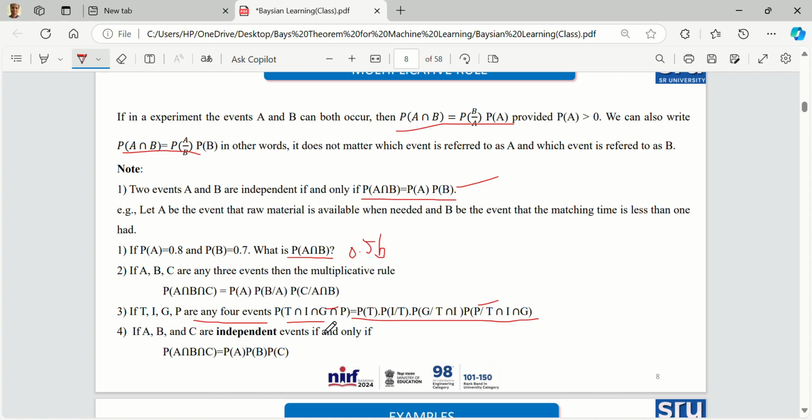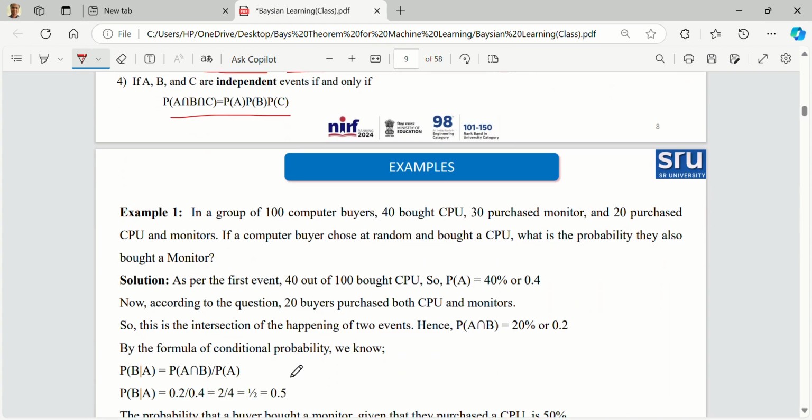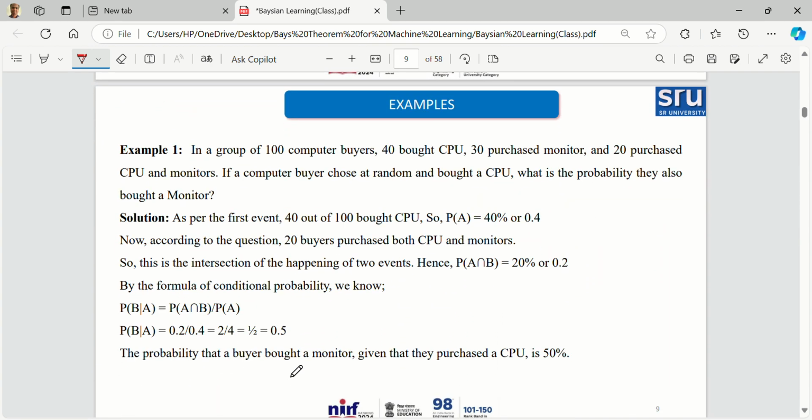If all three events are independent, then the probability of A intersection B intersection C is equal to probability of A times probability of B times probability of C. Now consider one example. In a group of 100 computer buyers, 40 bought a CPU, 30 purchased a monitor, and 20 purchased both CPU and monitor. If a buyer is chosen at random and bought a CPU, then what is the probability they also bought a monitor?